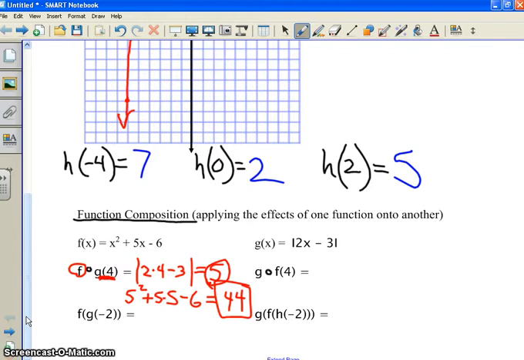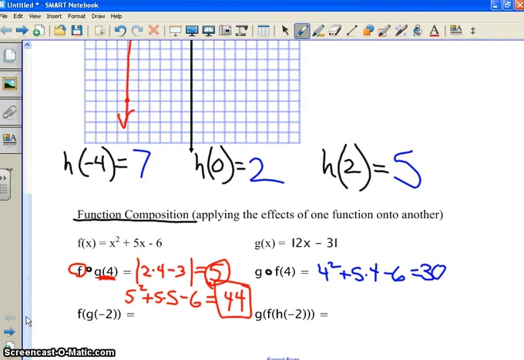Now the next problem off to the right there, I've switched the order to investigate if composition is commutative. Do we get the same answer when we switch the order? So g following f of 4 means we're going to take 4 and plug it into the f function, which is our parabola. So we're going to do 4 squared plus 5 times 4 minus 6. That'll be 16 plus 20 is 36. Take away 6 is 30.